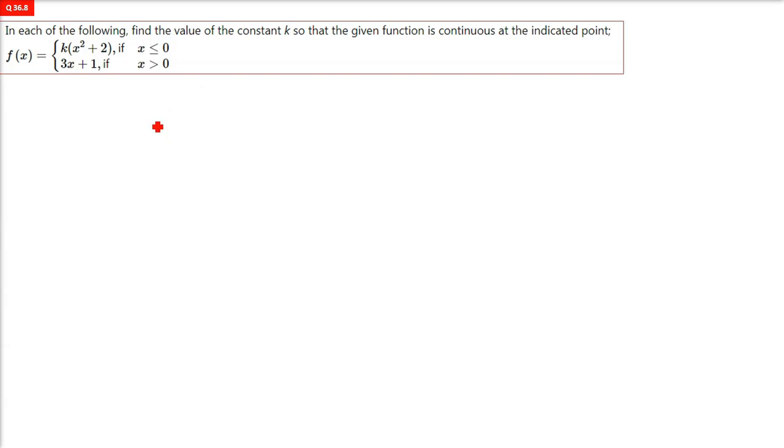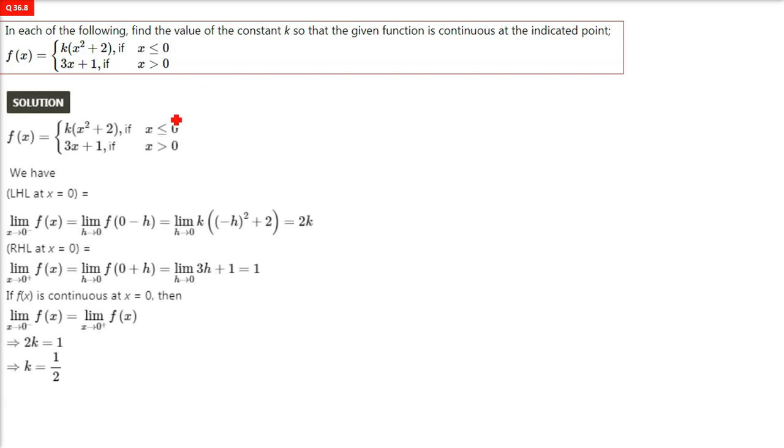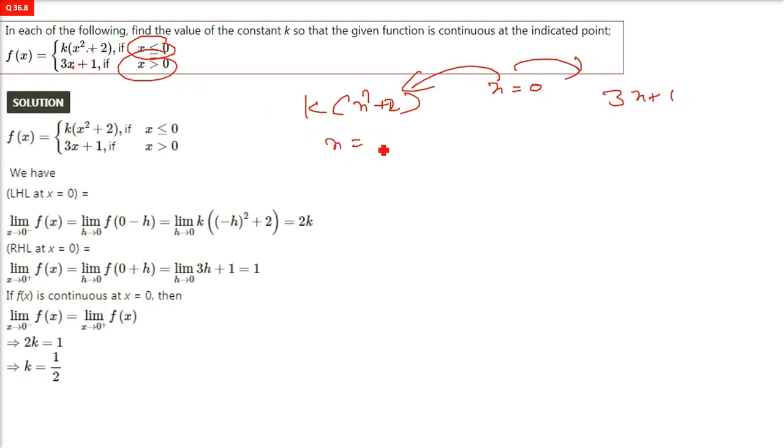In each of the following, find the value of the constant k so that the given function is continuous. It is k into x square plus 2 here, and 3x plus 1. So at x as 0, it is kx square plus 2 if you go backwards. If you move forward, it is going to be 3x plus 1. So x is going to be equal to 0 minus h on the left hand limit, 0 plus h on the right hand limit. So k into, I am writing minus h in this place, minus h square plus 2. Here we are going to write 3 into 0 plus h, which is h only, plus 1.